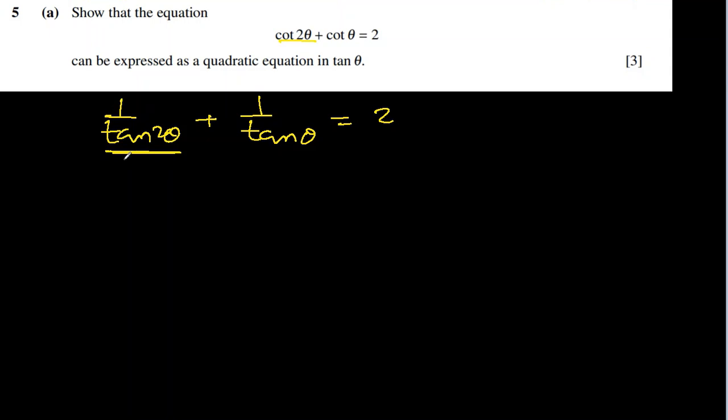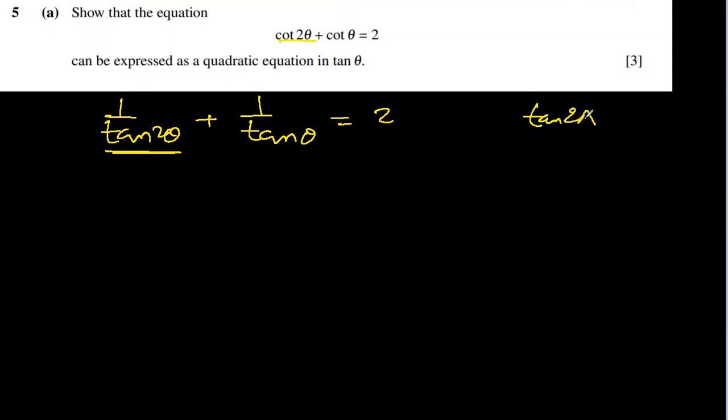Next one is: show that the equation cot 2 theta plus cot theta is equal to 2 can be expressed as a quadratic equation in terms of tan theta. So we know that cot 2 theta is 1 over tan 2 theta. Similarly, cot theta is 1 over tan theta, equal to 2. Now we can use the double angle identity in this one.